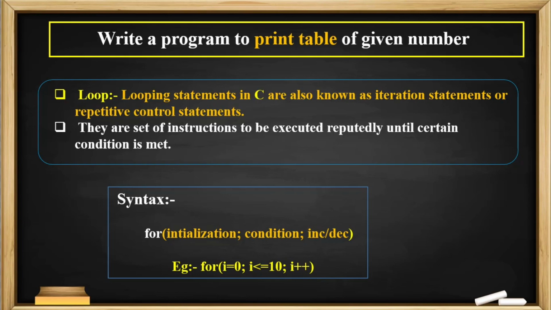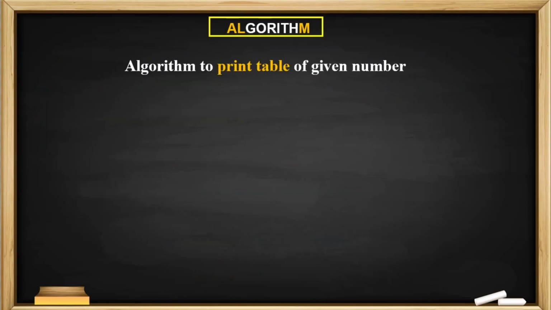Variable I is initialized as I equal to 0, which is called initialization. Now the condition I less than equal to 10 is the condition, and in the increment decrement section we have written I++, which is the post increment operator. Now we shall discuss an algorithm.